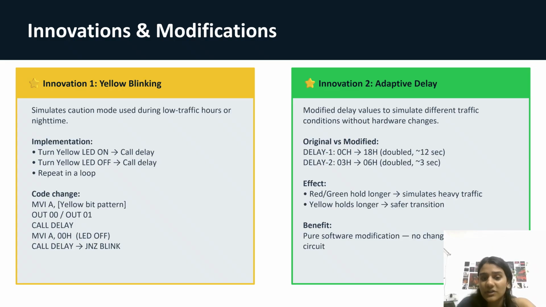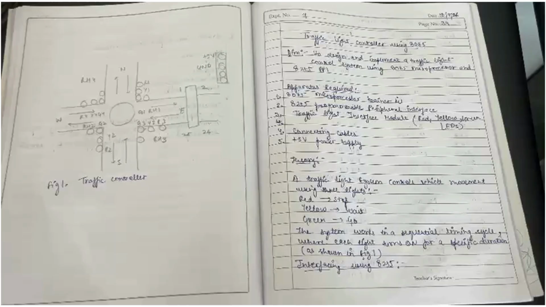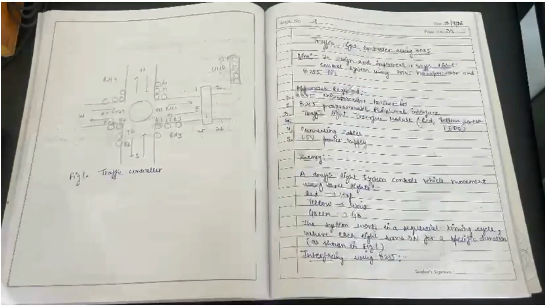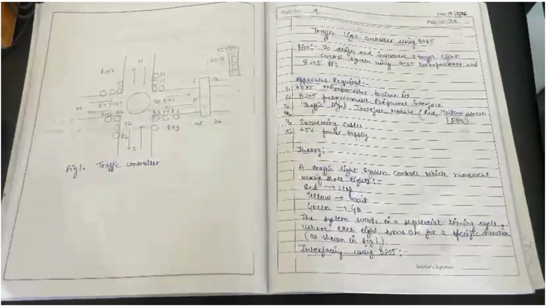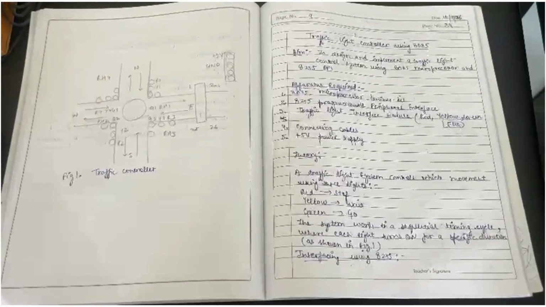So these modifications show that the system is not fixed, it can be extended and tuned depending on real-world traffic conditions. Now, let's look at the implementation of this project and innovations in the lab itself. In this experiment, we needed to implement a traffic light control system using the 8085 microprocessor.